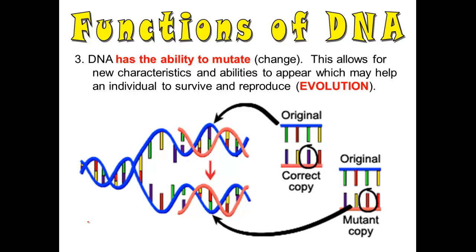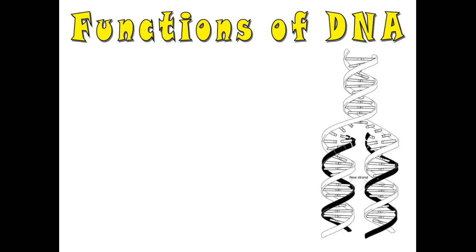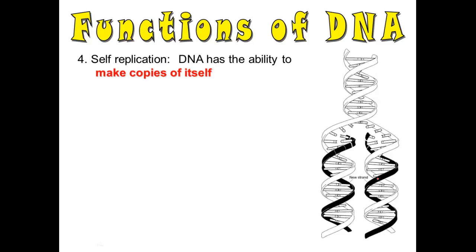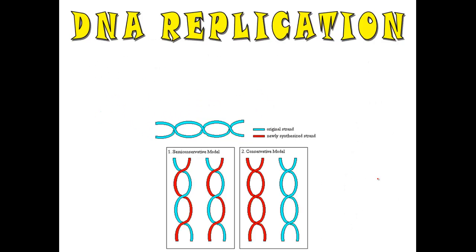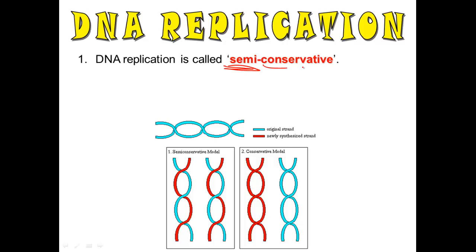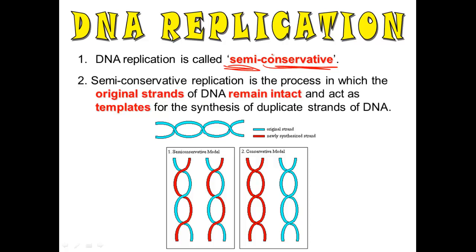So here you can see the correct copy of DNA, and it can be mutated in many different ways, and we'll talk about that in the next screencast. And of course, the last function or job of DNA is it can make copies of itself, and that's what we're focusing on today.